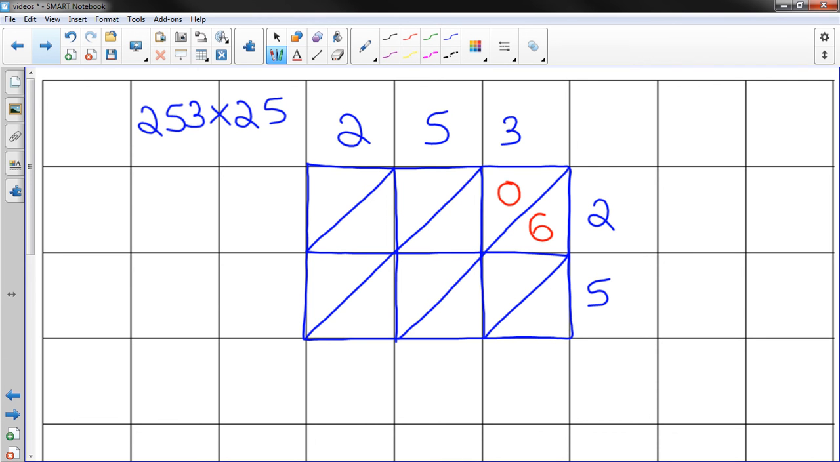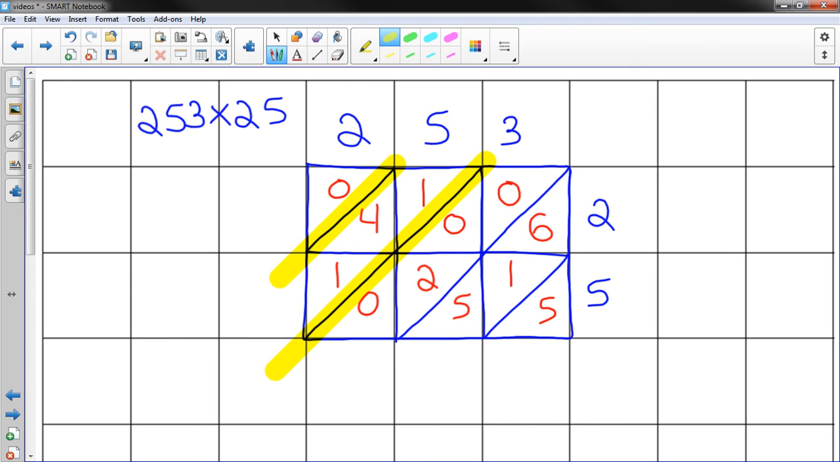3 times 2, 6. 3 times 5 is 15. Moving over to the next column, the 5. 5 times 2 is 10. 5 times 5 is 25. And then we're going to go to the 2, the column with the 2 above it. 2 times 2 is 4. 2 times 5 is 10. Alright, to show these for you. I don't know if you need them still, but it might be helpful.